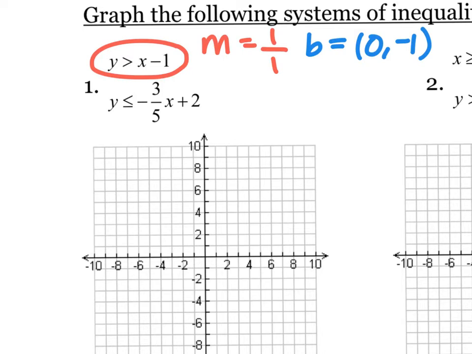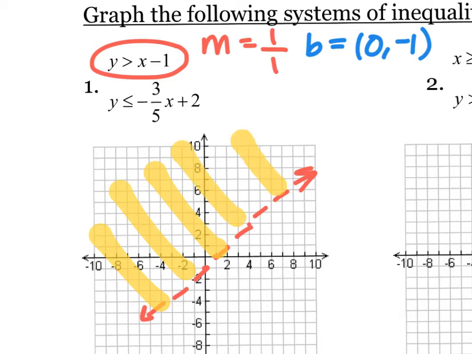Okay, so we're going to plot -1, and we're going to go up 1, right 1, up 1, right 1. We're going to keep doing that. This is a dotted line, a dashed line. And it's greater than, so we're going to shade above. Now, I kind of like to just do lines for this one because there's going to be multiple spots we shade, and I just like to really see which part is going to overlap.